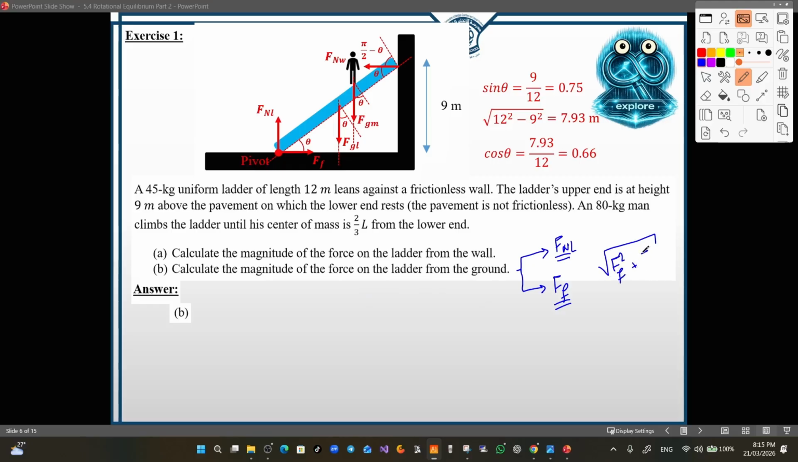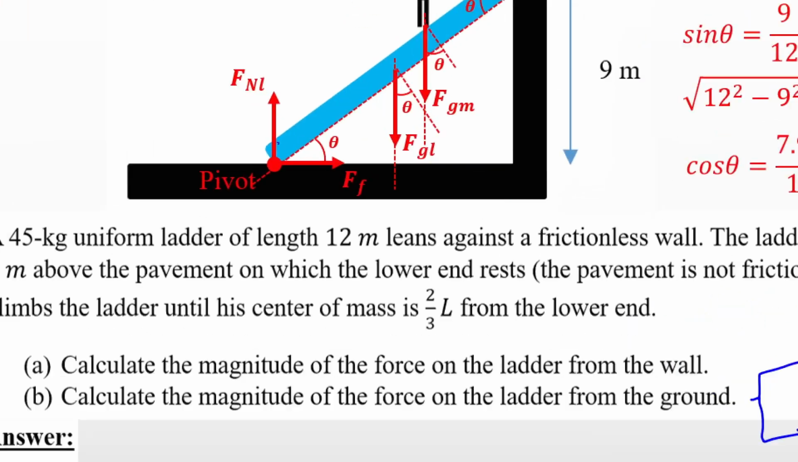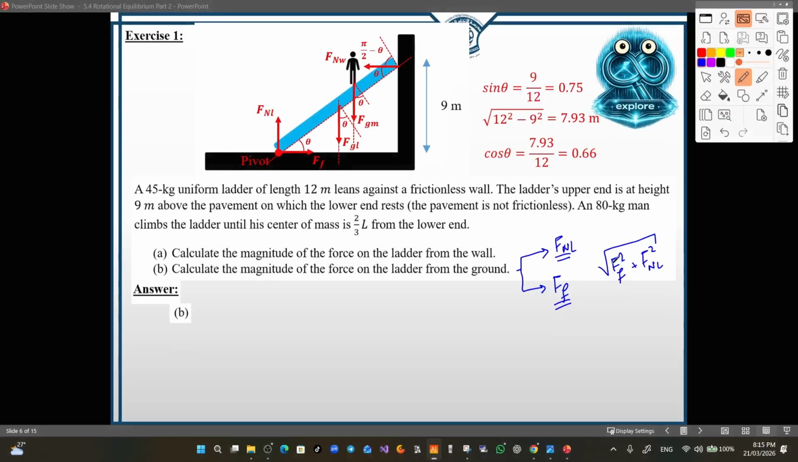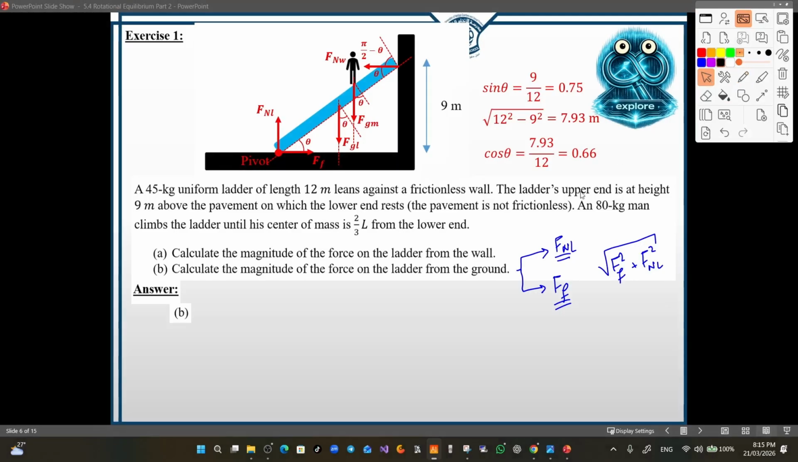So FF squared plus FNL squared, due to the fact that they are perpendicular, and to add two perpendicular vectors, we use the Pythagorean sum. Now let's recall the translational equilibrium to find the FNL. The FNL is equal to the weight of the ladder plus the weight of the man, and these two weights are already calculated. Now 450 is the weight of the ladder, 800 is the weight of the man, and this force actually equals 1250 Newton.